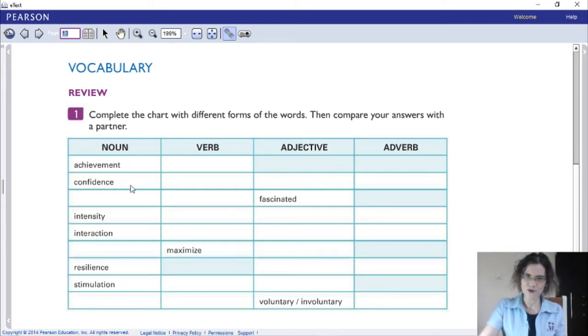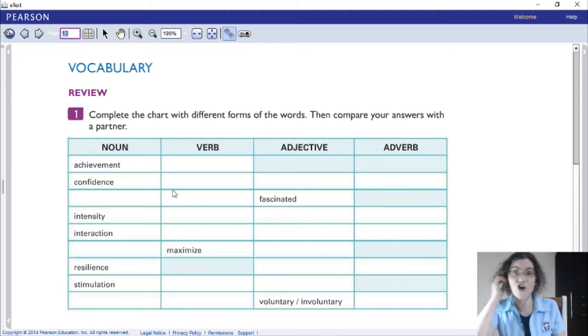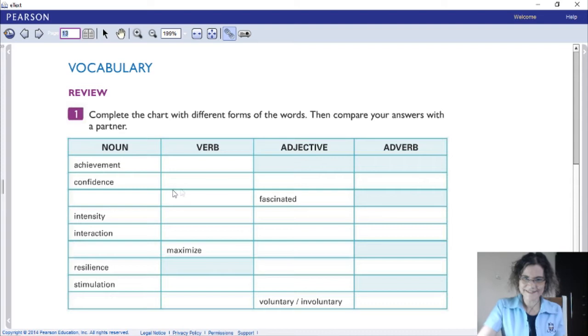Let's try the second one, confidence. As a verb, confide. Awesome. As an adjective, confident. And as an adverb, confidently. Yeah, with an ly at the end. Awesome. Okay, I want to ask you to do the rest by yourself. You can pause your video and answer that. Go ahead.